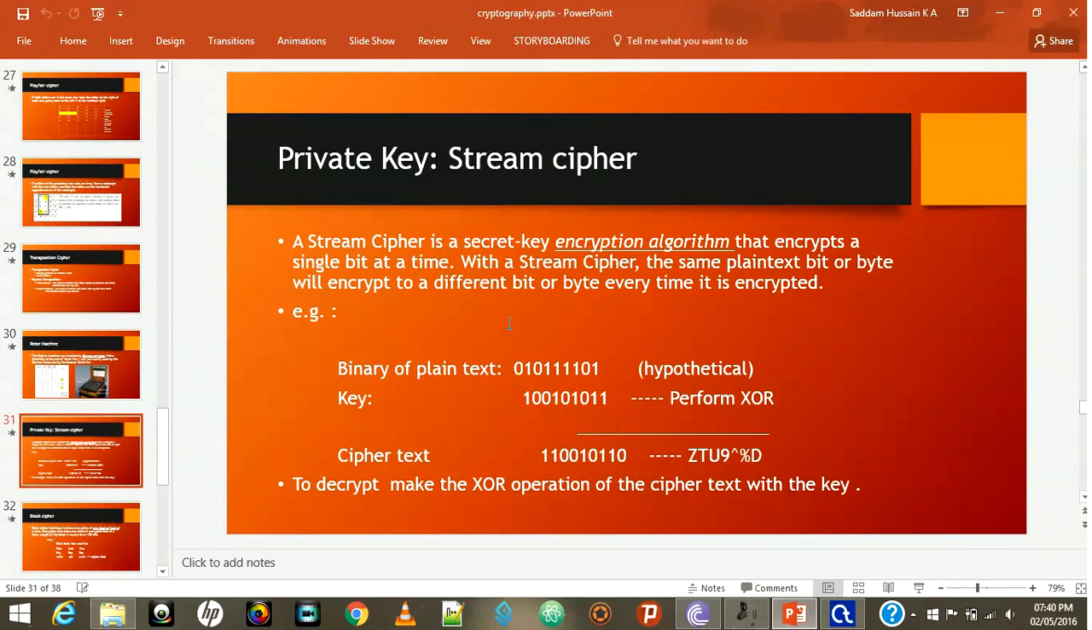Then we have private key and public key. In private key there is the stream cipher. What is a stream cipher? It is nothing but a secret key encryption algorithm that encrypts a single bit at a time.